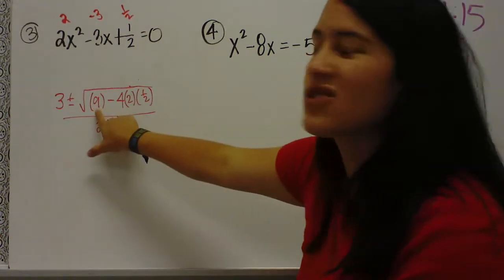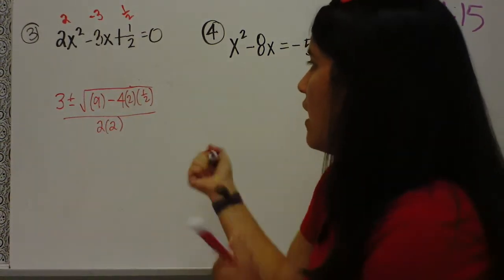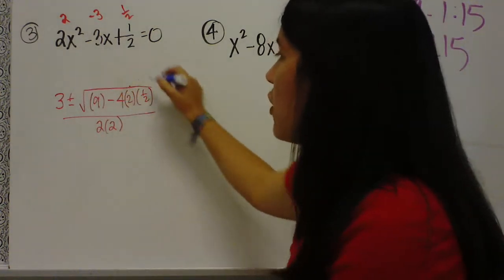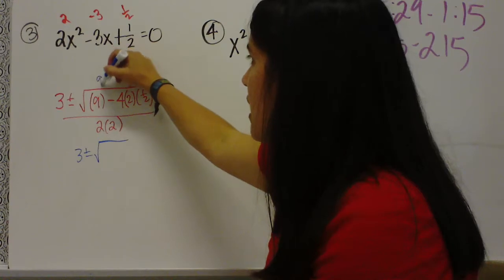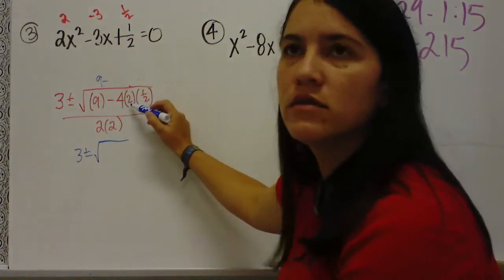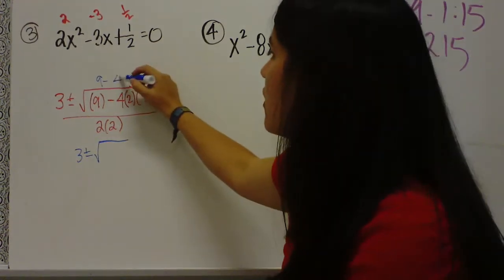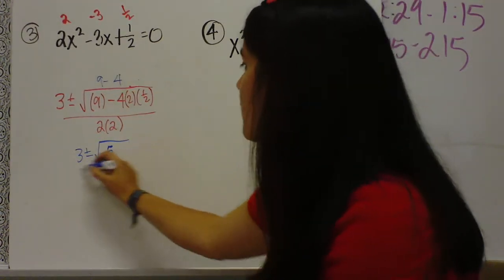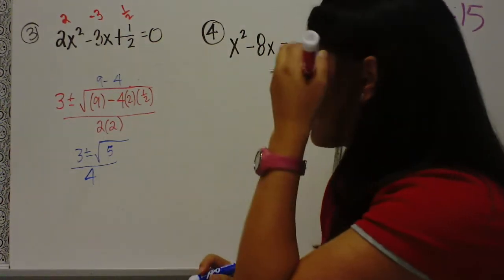So I went ahead and I squared negative 3 squared and I got 9. Then the part under the radical, I'm going to simplify that. So this is 9. 4 times 2 is 8 times a half, so half of 8 is 4. So 9 minus 4 is 5, all over 4. So 2 times 2 is 4.